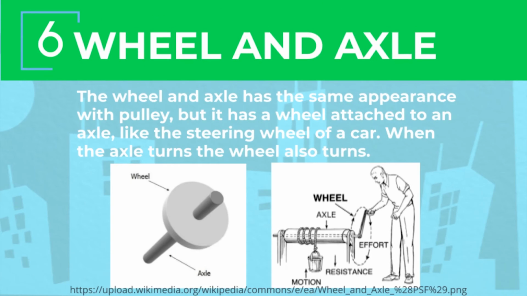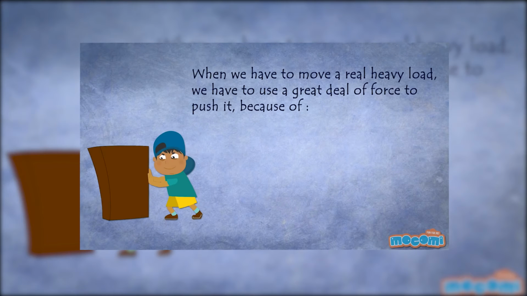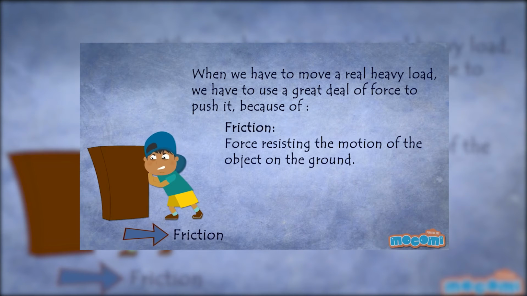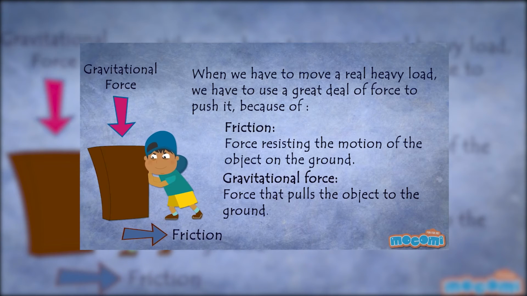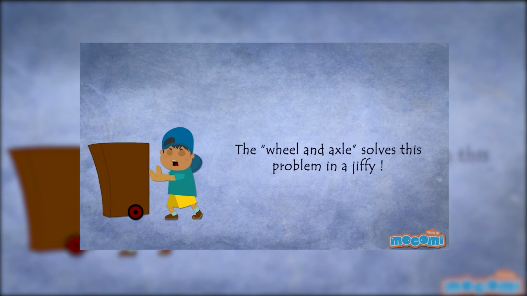6. Wheel and axle. When we have to move a really heavy load, we have to use a great deal of force to push it, because of friction, the force resisting the motion of the object on the ground, and gravitational force, the force that pulls the object to the ground. The wheel and axle solves this problem in a jiffy.